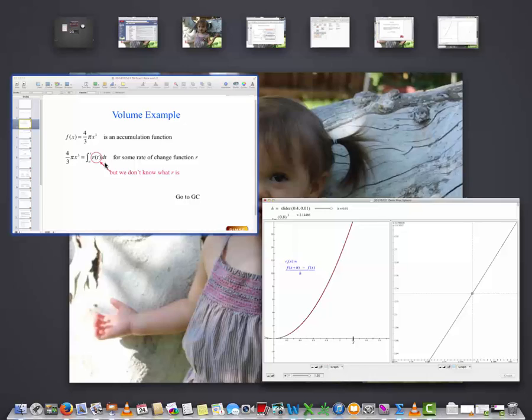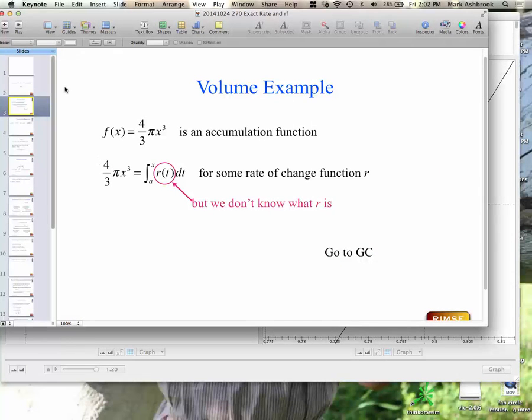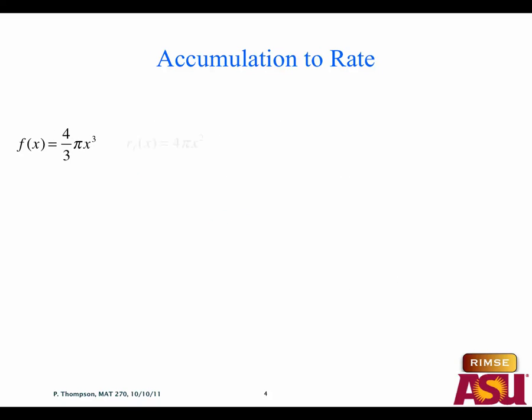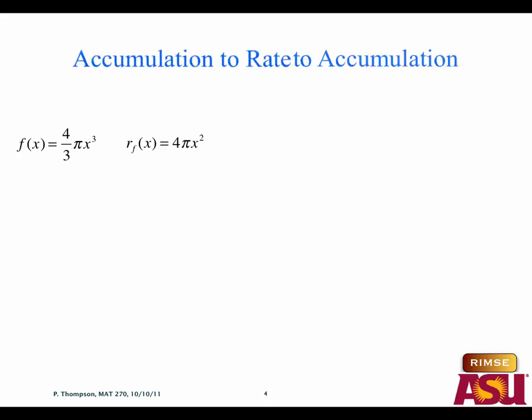So let's go back to this. Now we've got that rate function. We said we've got an accumulation function, which means it's an integral of some rate. We don't know what r is, but we just found it. The rate function we found was 4 pi x squared. So therefore, our accumulation function can be written as the integral from 0 to x of 4 pi t squared dt.